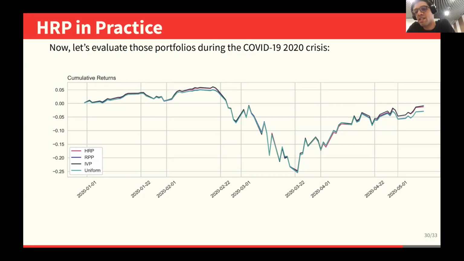Another thing is that I just used the vanilla hierarchical risk parity and the vanilla RPP. I didn't include a robust estimator of the covariance matrix, or shrinkage in mu. So probably those things could have helped.